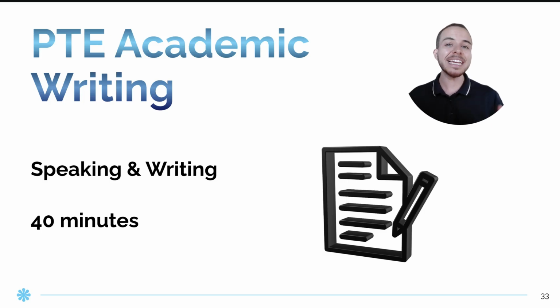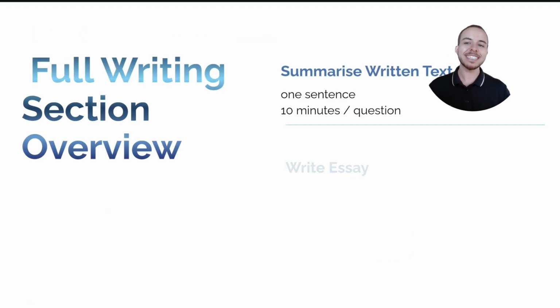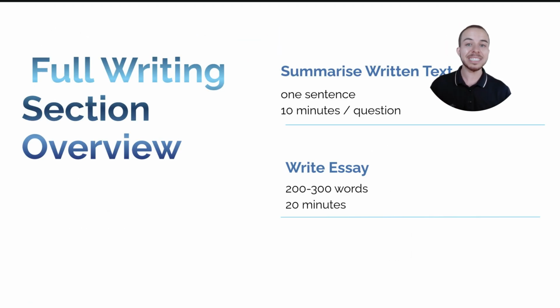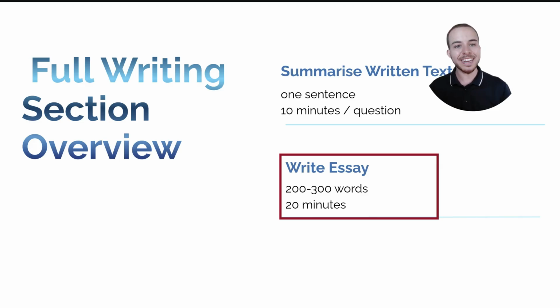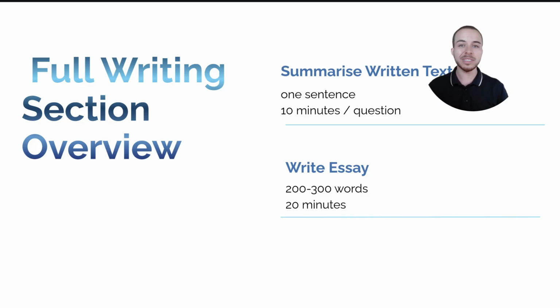So the writing part is grouped together with speaking and writing, and in total, this section of the exam is 40 minutes. However, for the writing, you get 10 minutes for summarize a written text and 20 minutes for write an essay. Today, we're focusing only on write an essay. If you're interested in more on summarize a written text, check out our other video. We have lots more about the entire speaking and writing section of the exam.